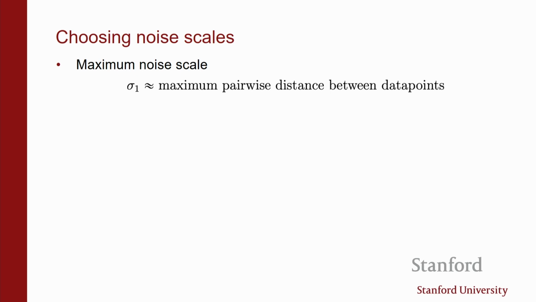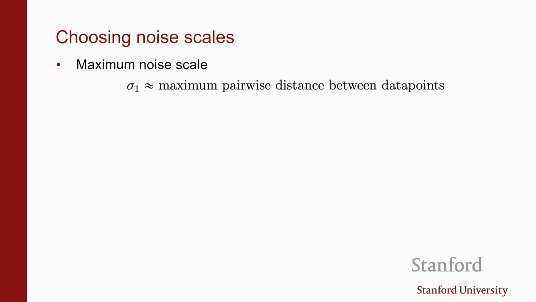Cool. So now we have several choices to make. We need to choose what kind of noise scales we are going to consider. We need to decide on the maximum amount of noise that we're going to add, the minimum amount of noise that we're going to add, and how to step in between these two extremes, essentially.